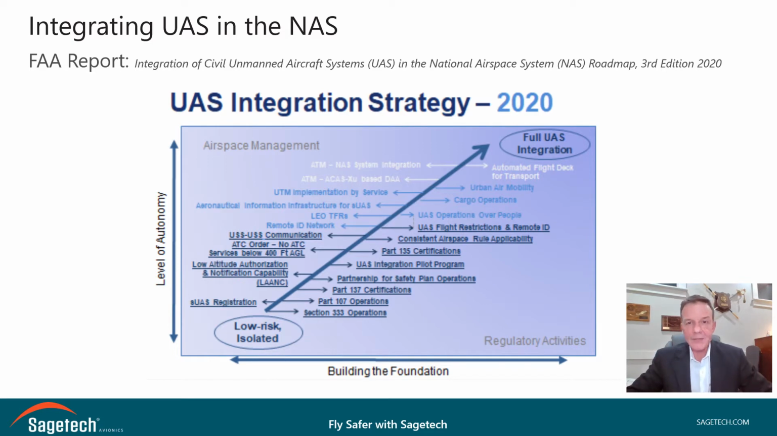For the FAA, for NASA, and for most companies in the UAS space, full integration of unmanned aircraft into the National Airspace System is a high priority. Detect and avoid systems remain a critical technology to enable that full integration.